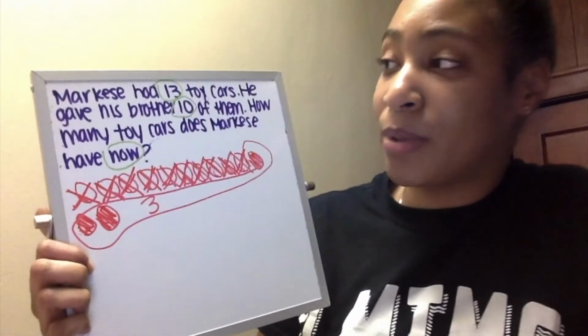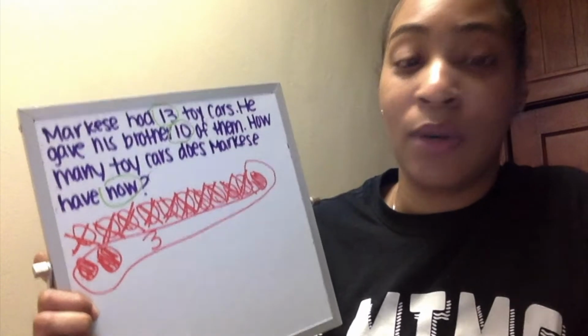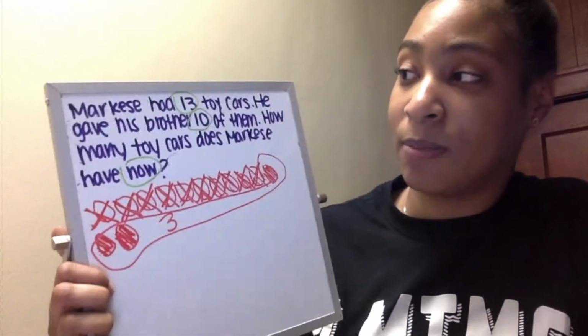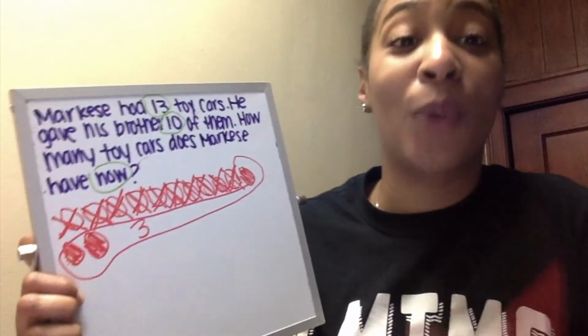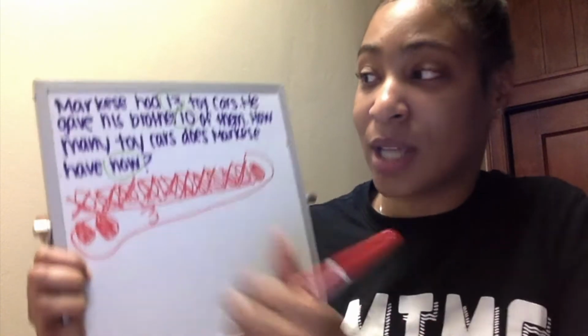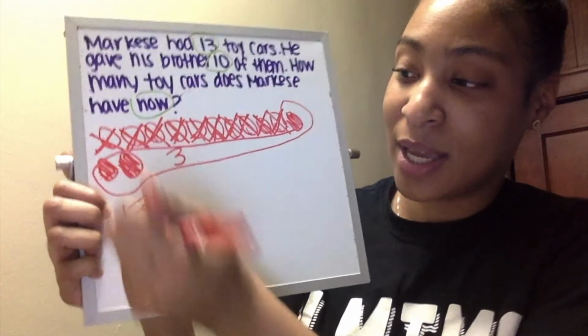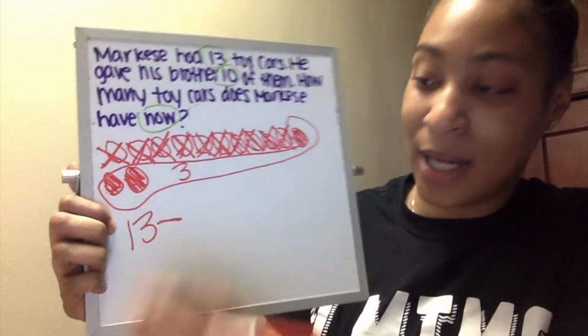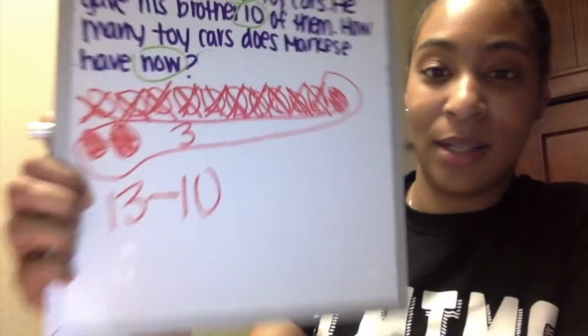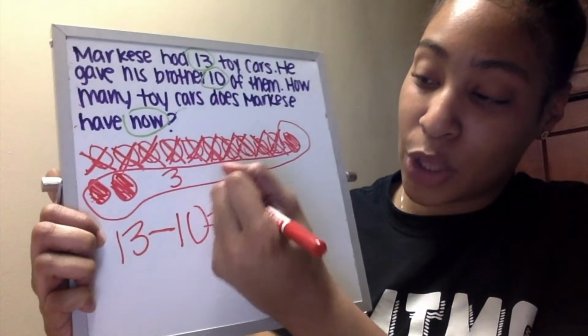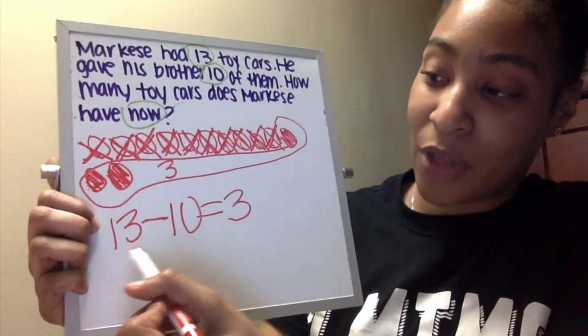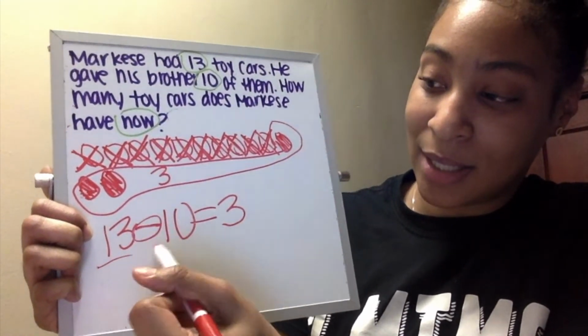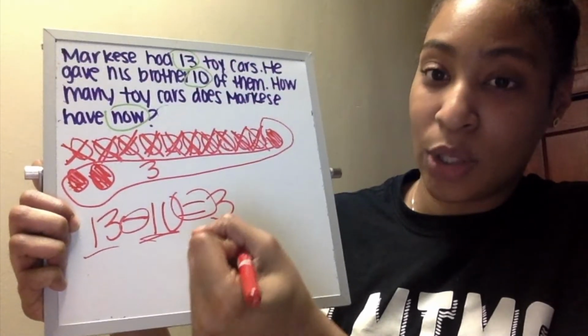So now let's do our number sentence. So what should we do to write our number sentence? Correct. We should use the subtraction sign. So I'm going to start with 13. Then I'm going to subtract using the minus sign. Minus 10, which equals 3. So we have 13 minus 10 equals 3.